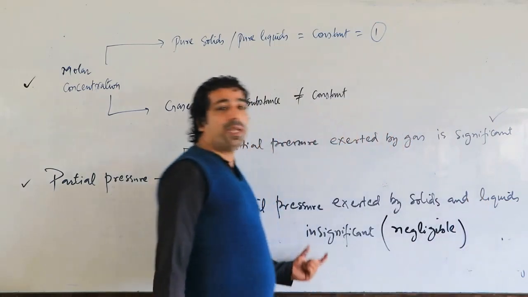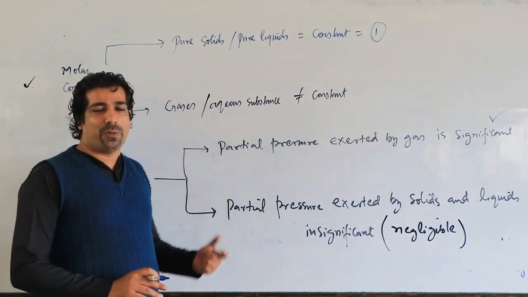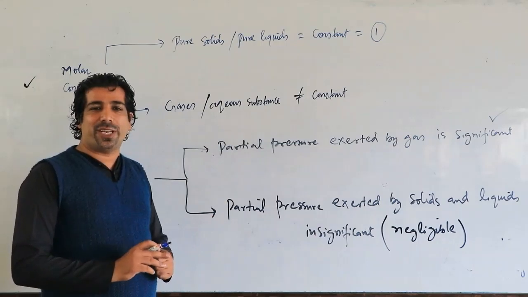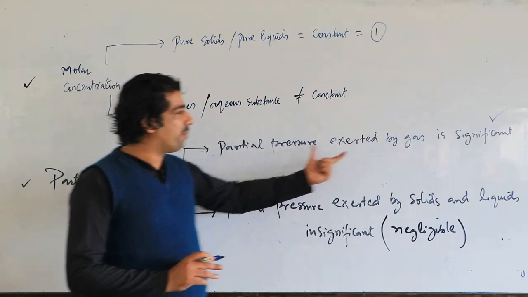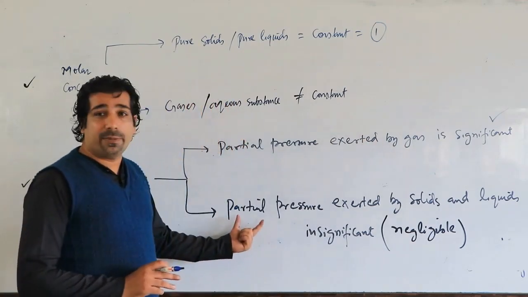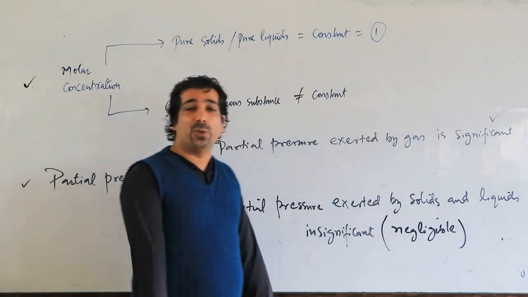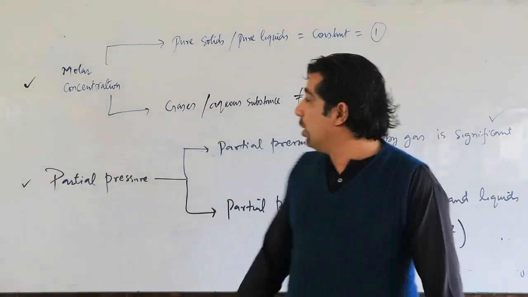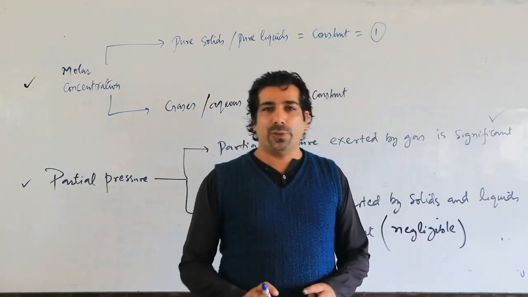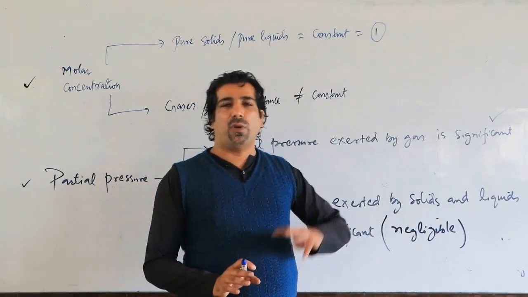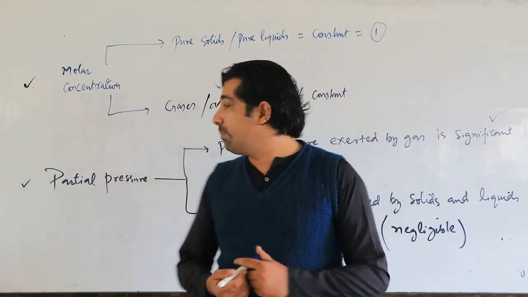So it will not be considered. Whenever you are writing Kp, partial pressure of products divided by partial pressure of reactants, at that time you should consider only the partial pressure of gases, but don't consider the partial pressure of solids and liquids because it's insignificant. They do not exert much pressure, my dear friends. So with these points, we will try to write down Kp and Kc value by taking an example of homogeneous chemical equilibrium and heterogeneous chemical equilibrium, my dear friends. Please make note of this.